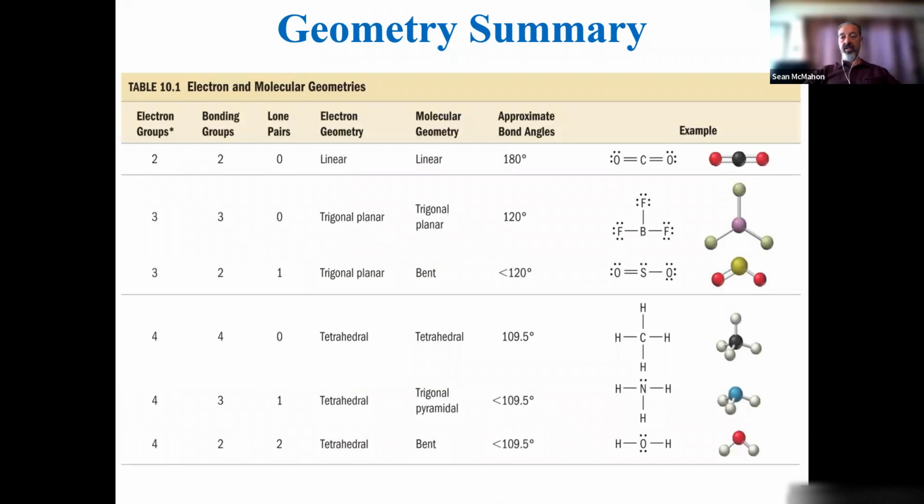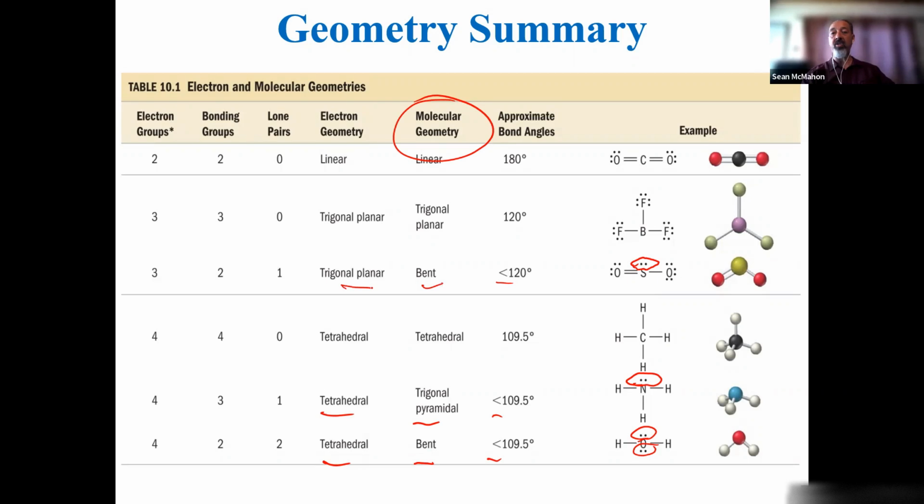So that's where this chart is. This should be in your book. What you'll notice is whenever there's a lone pair on the central atom, like in this structure, there's a lone pair here, there's lone pairs here, there's a less than symbol because of that distortion. We also know that the molecular geometry is a different name than the electron geometry.